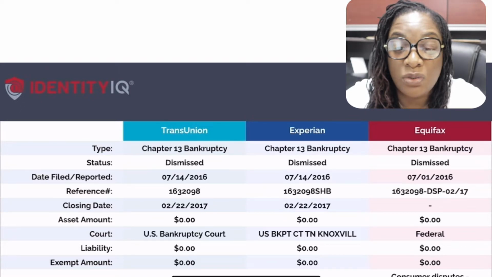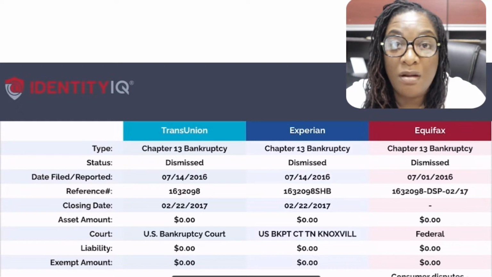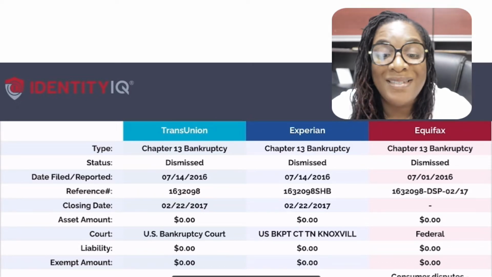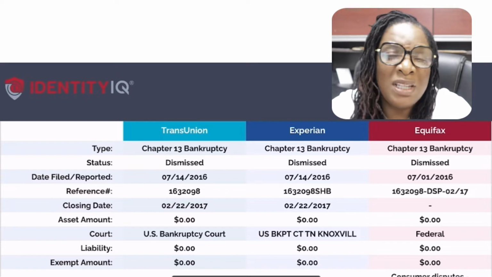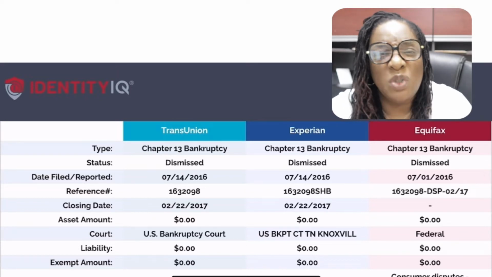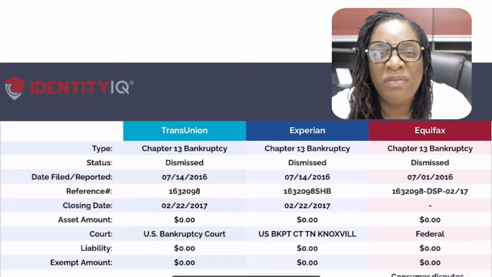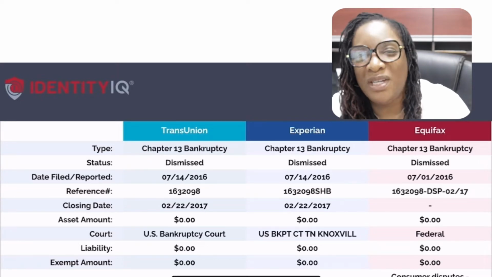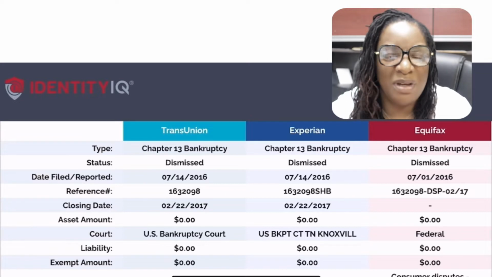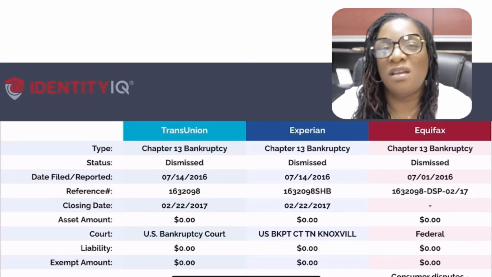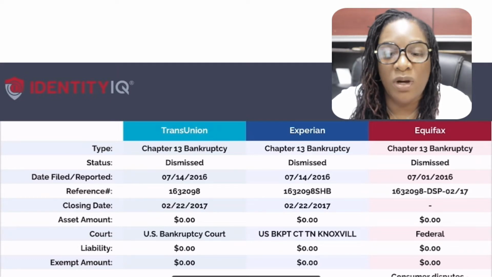the first thing that I want to do is compare all three credit bureaus. Let's see what they're saying: TransUnion, Experian, and Equifax. So the good thing about IdentityIQ is that they'll list each credit bureau individually side by side. I know some credit monitoring websites you'll have to toggle through different screens to compare, but I like IdentityIQ because everything is side by side. I get to see everything and compare everything all at once.